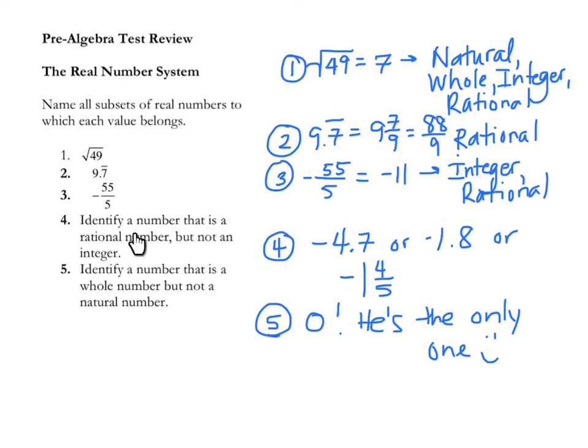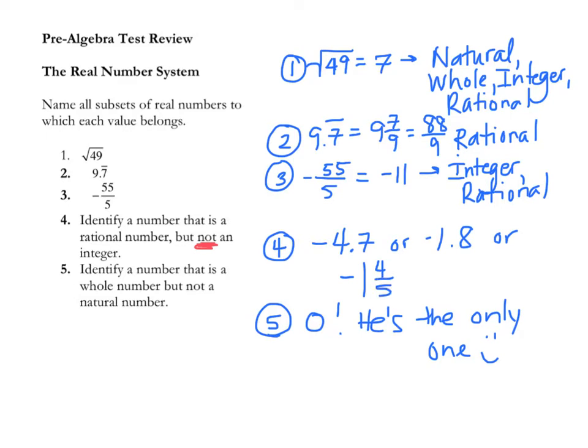All right, identify a number that is a rational number but not an integer. I decided to make sure that you recognize this concept to use all negatives here. These are all rational numbers, but not integers. So negative 4.7, negative 4 and 7/10. It's the 0.7 that makes it not an integer. The 0.8, the 4/5. Okay, which is the same number actually there. I didn't even really plan that.